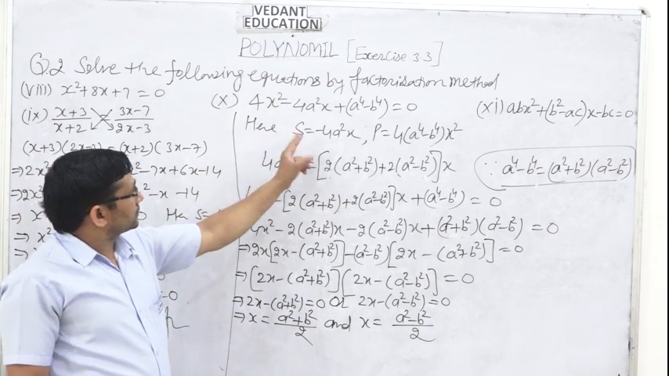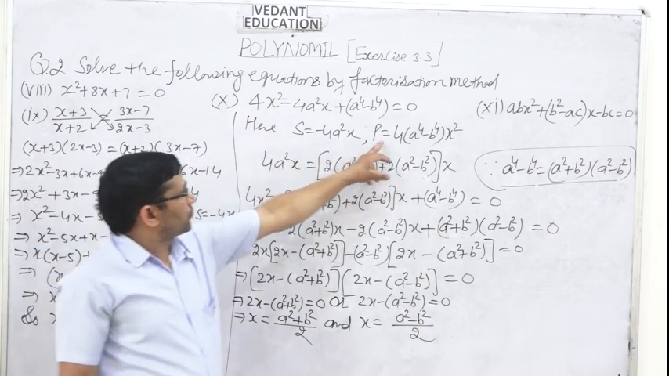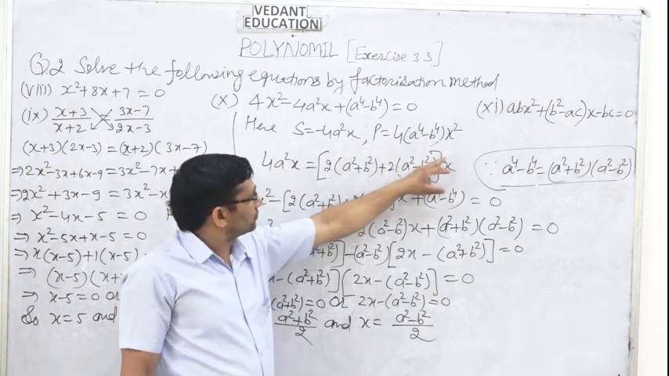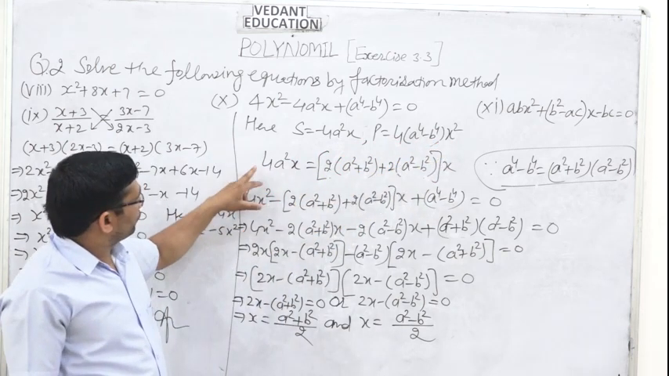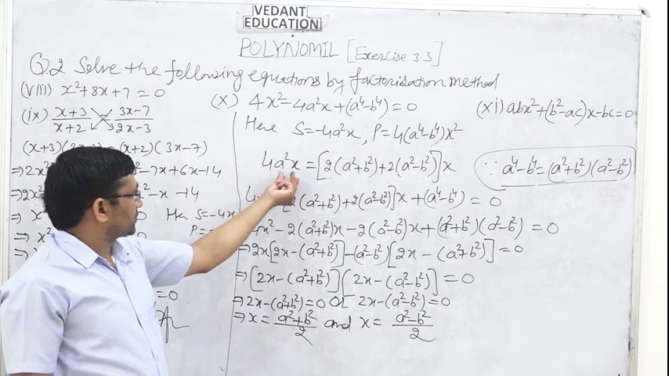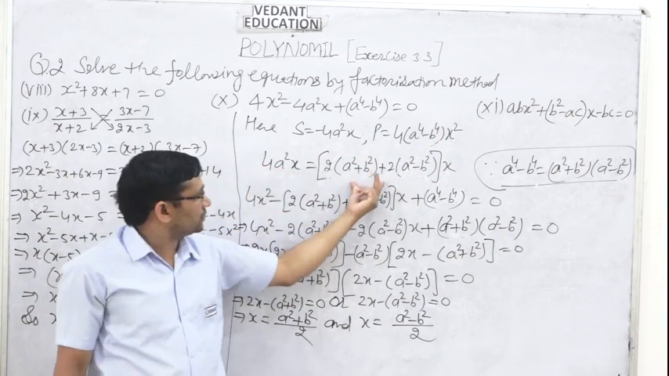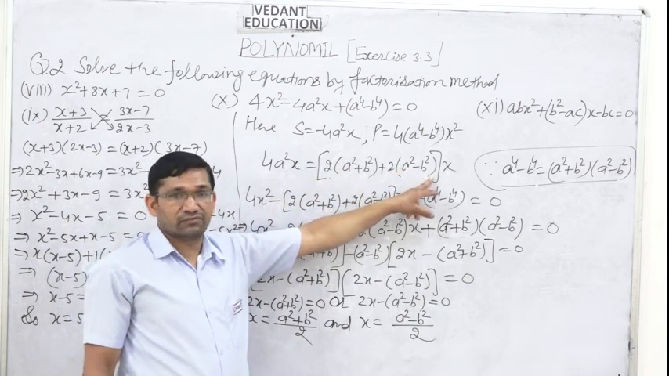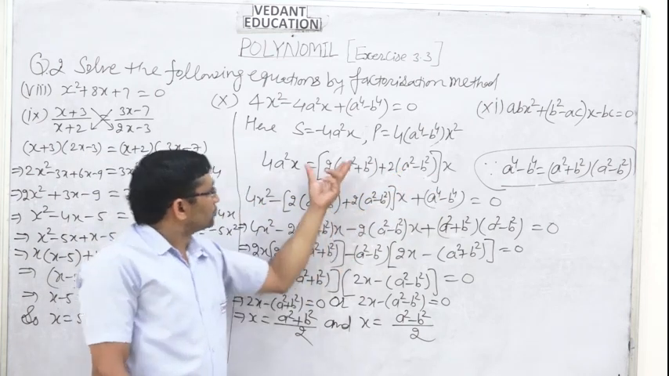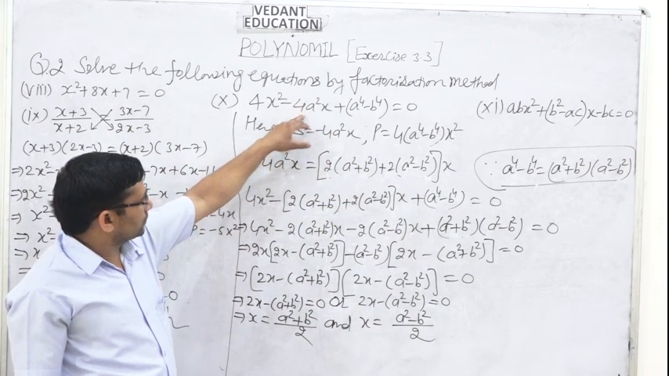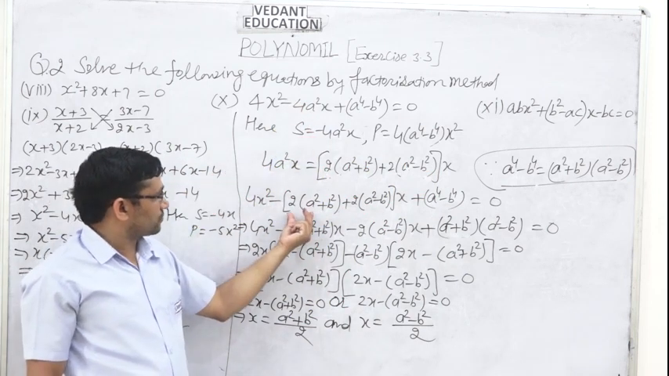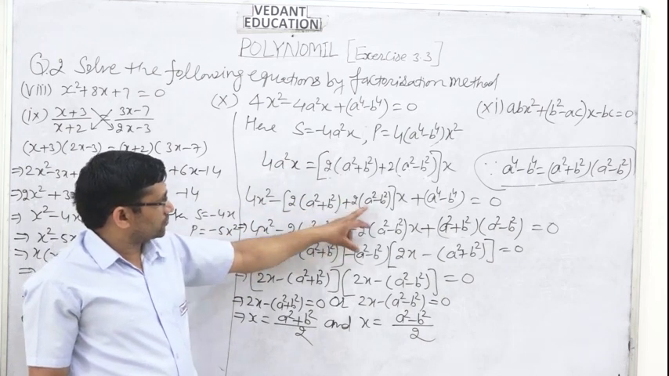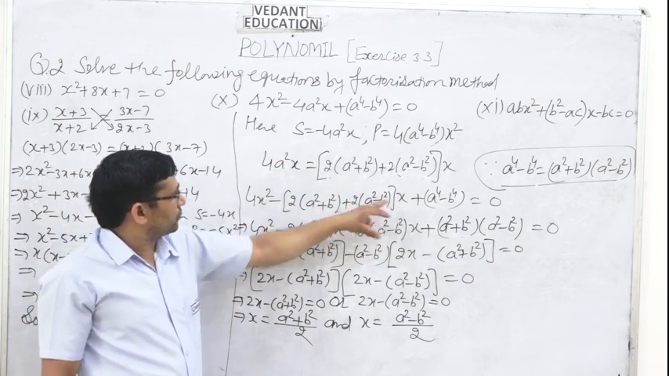So here sum is minus 4a square x and product is 4 multiplied by a power 4 minus b power 4 into x square. So we break 4a square x into the sum of two terms, that is 2 into a square plus b square plus 2 into a square minus b square, and x is the same. So we write here minus 4a square x as the sum of two terms, 2 into a square plus b square plus 2 into a square minus b square into x.